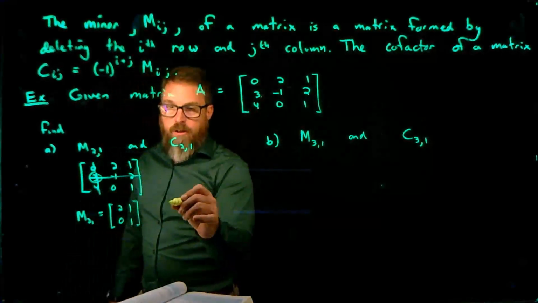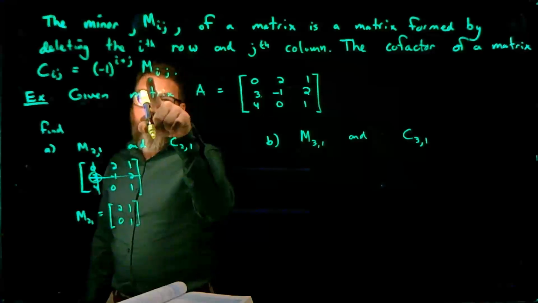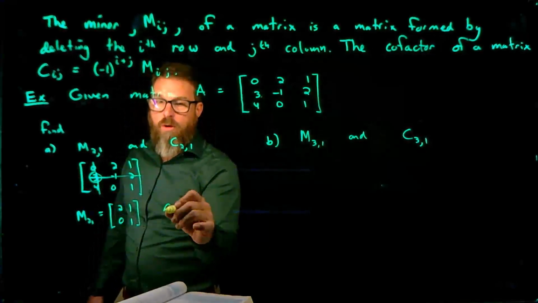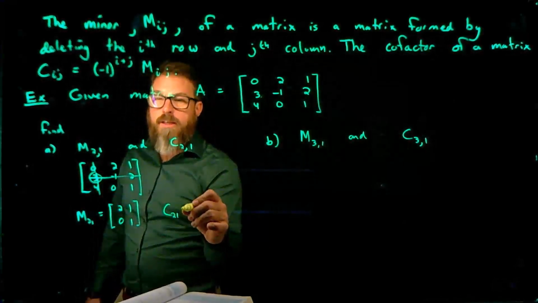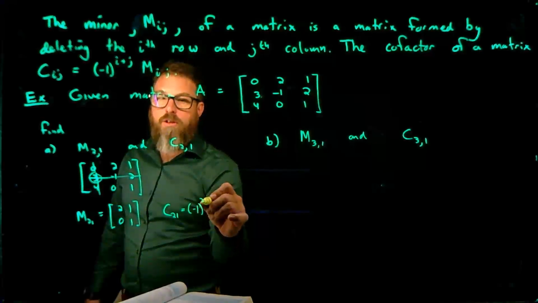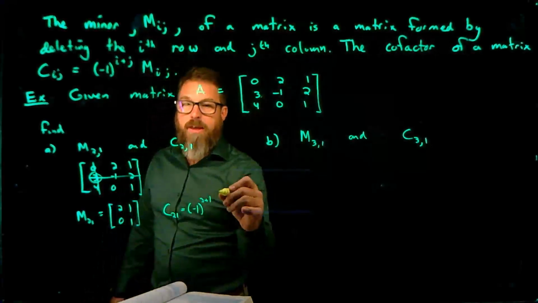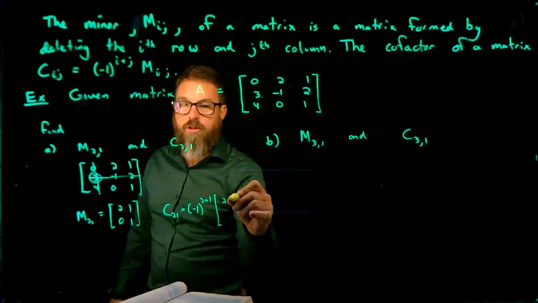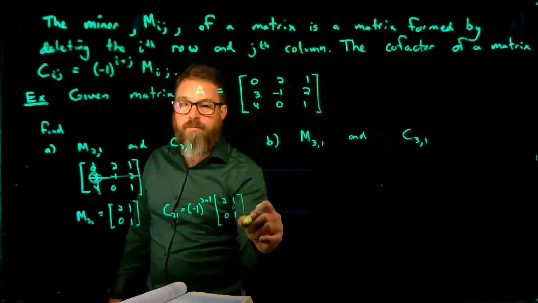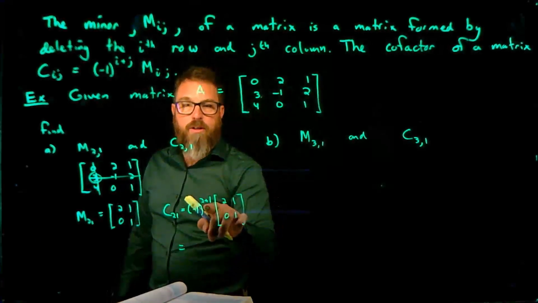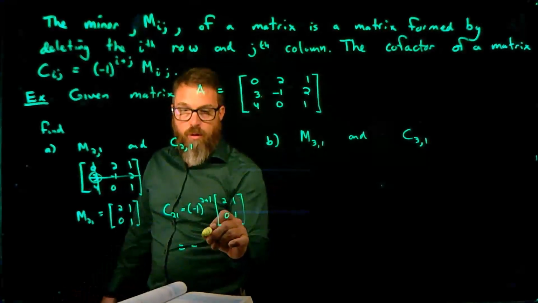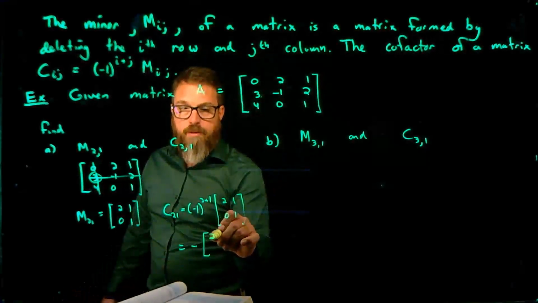Now the cofactor is related to the minor, it's just a multiplication. So the cofactor 2,1 is going to be equal to negative 1 to the 2 plus 1 multiplied by this minor, which is 2, 1, 0, 1. So negative 1 to the third power is going to be negative 1. So the cofactor is nothing more than the opposite of this matrix.